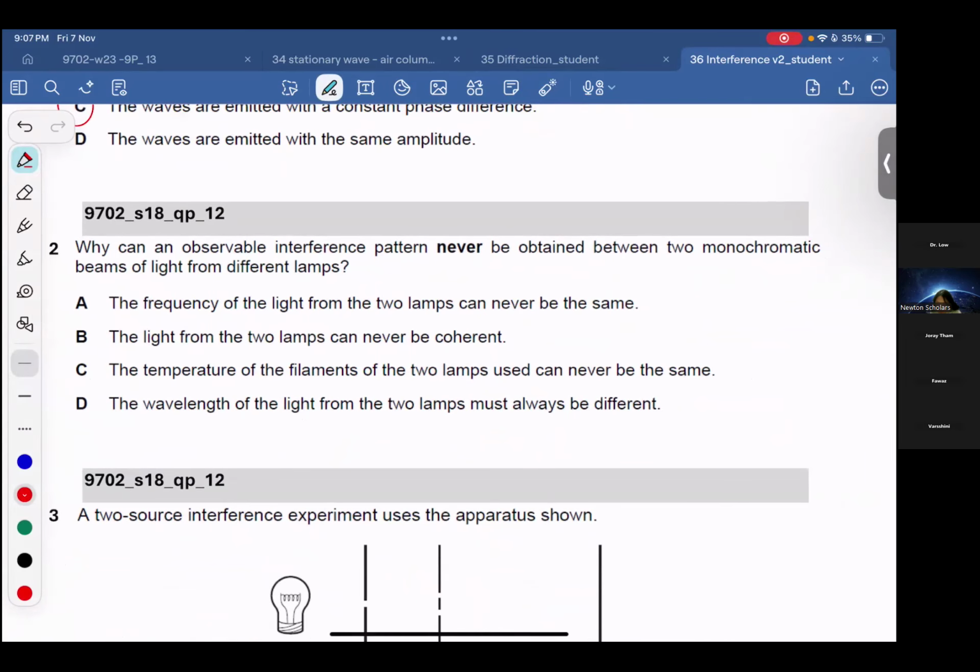Why can an observable interference pattern never be obtained between two monochromatic lights from different lamps? Never be obtained. Why? Two monochromatic beams of light from different lamps are never able to give an observable interference pattern. Why?